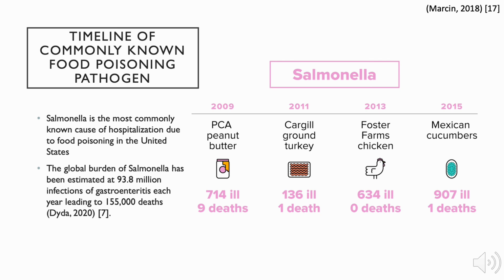Timeline of commonly known food poisoning pathogen. Salmonella is the most commonly known cause of hospitalization due to food poisoning in the United States. The global burden of salmonella has been estimated at 93.8 million infections of gastroenteritis, which is stomach flu as we previously learned, each year. This results in 155,000 deaths.